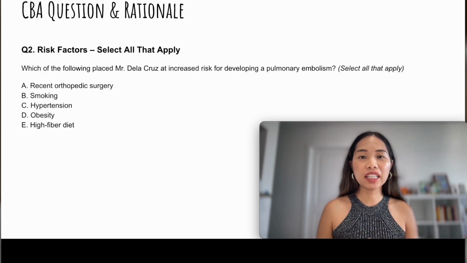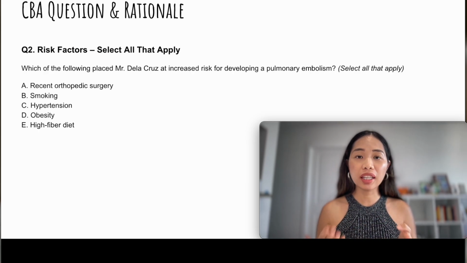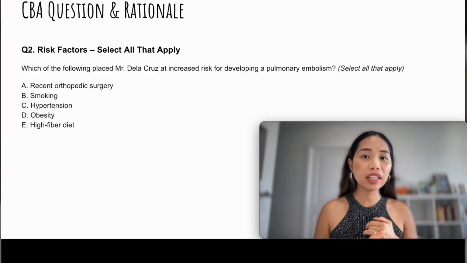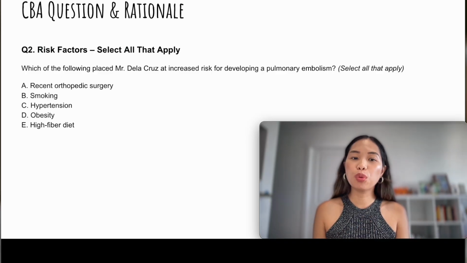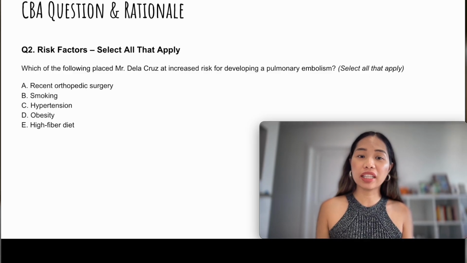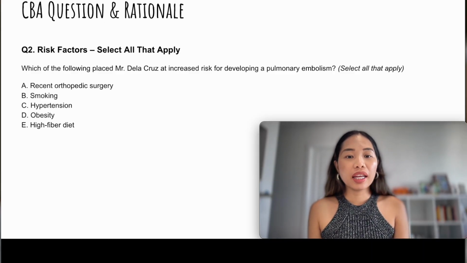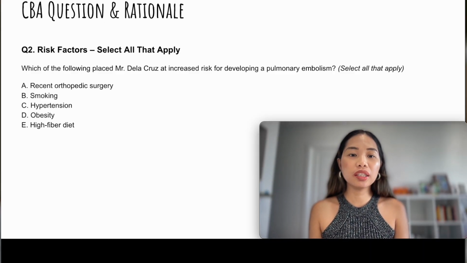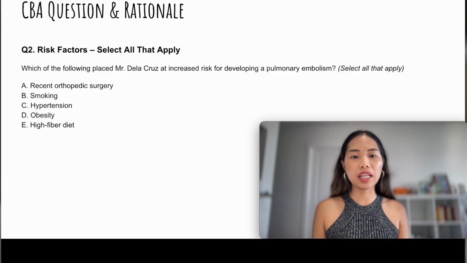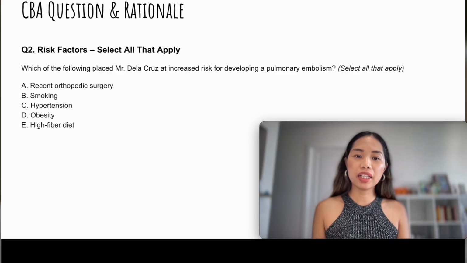All right, for this next question, again, this is unfolding case scenario. This is what you can expect during your CBA. So one case scenario, and you'll get multiple questions about that same case scenario. Which of the following placed Mr. De La Cruz at increased risk for developing a pulmonary embolism? And this is a select all that apply question. A, recent orthopedic surgery, B, smoking, C, hypertension, D, obesity, and E, high fiber diet.